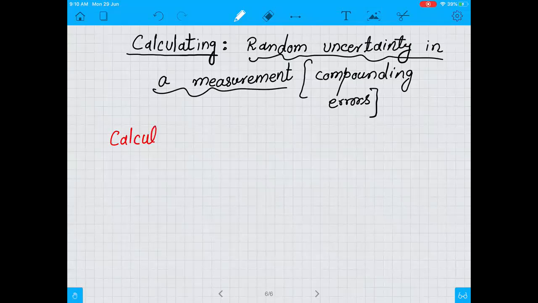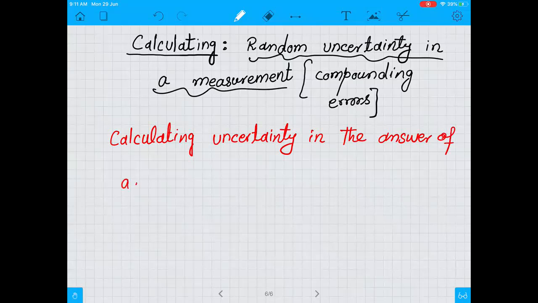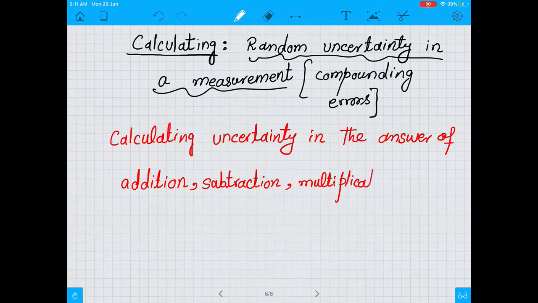calculating uncertainty in the answer of addition, subtraction, multiplication, division, and power.